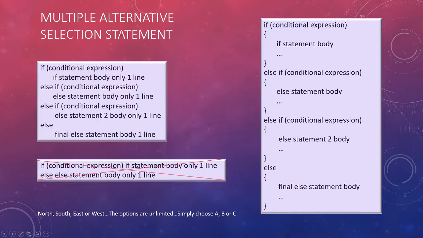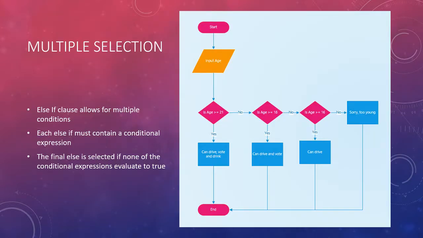This example over here shows the else if without curly braces, and we just can't fit it all on one line, but we could put else if and all that on one. Okay, so this is a visual for multiple selection, what we were just talking about.